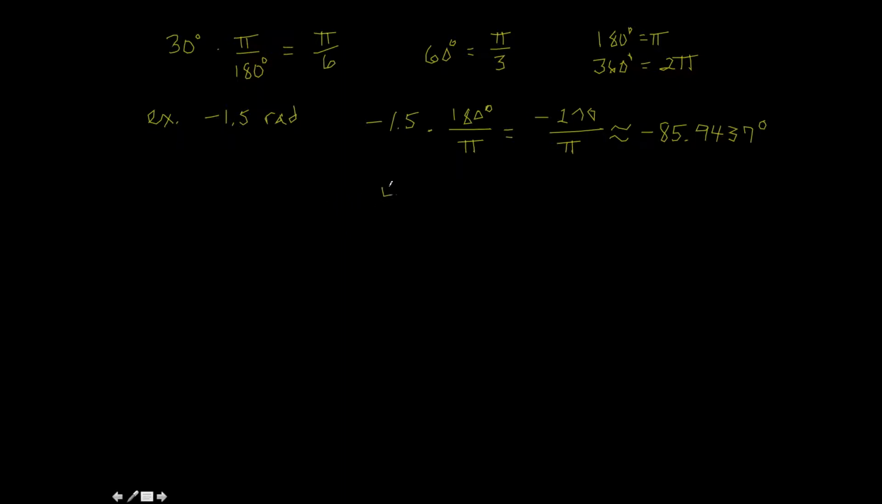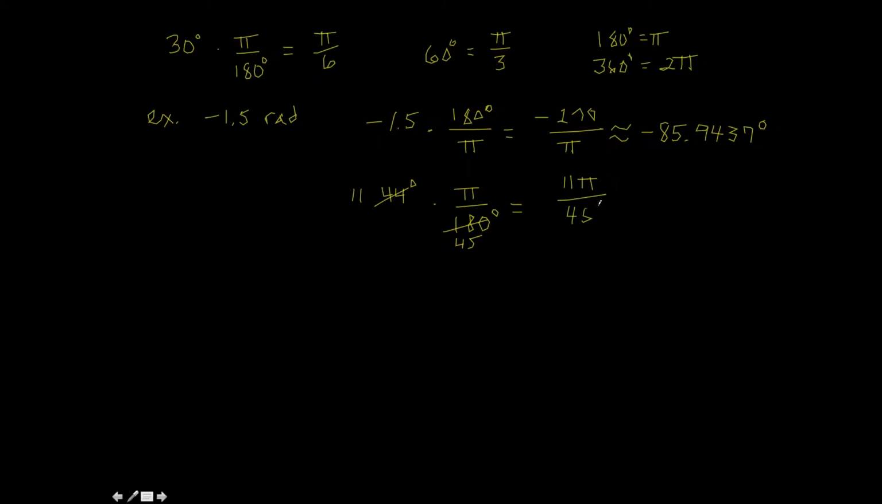So suppose we have 44 degrees and we want to go to radians. Well, this time pi is going to be on top because we want the units of degrees to cancel each other out. So this is 44 over 180. Well, 4 will go into both of these. 4 goes into 44 11 times. 4 goes into 180 45 times. And so this is 11 pi over 45.